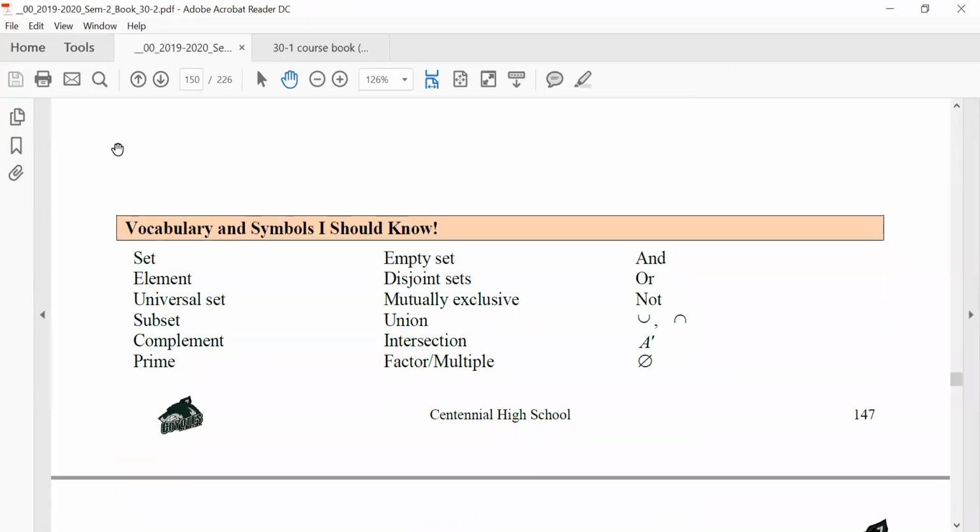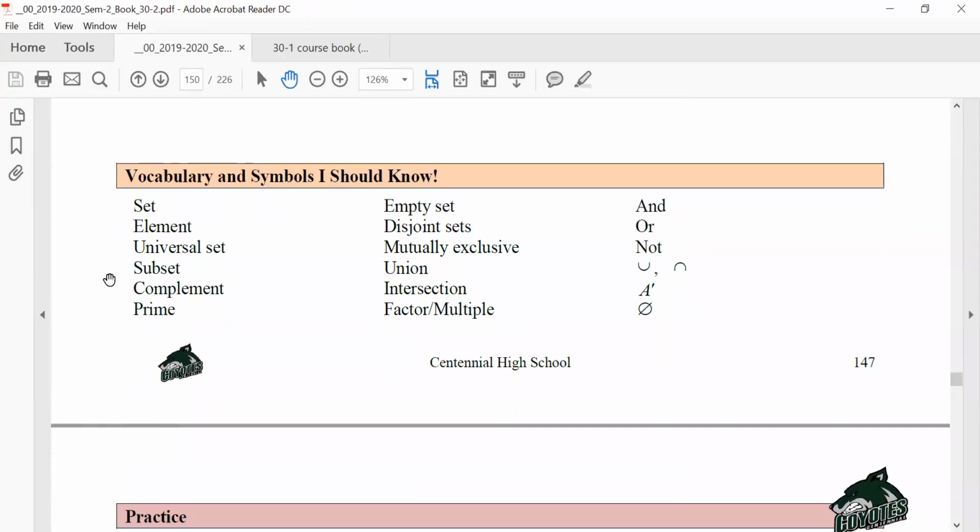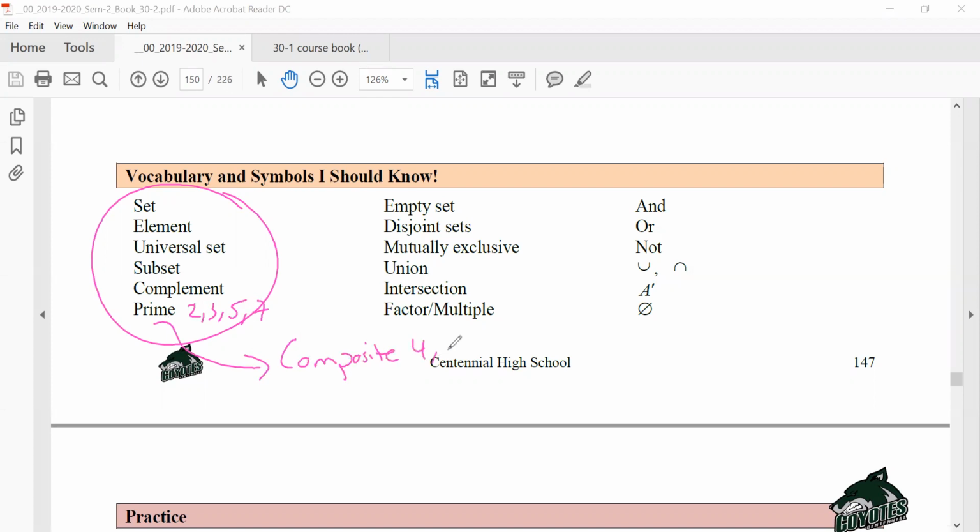Okay, so at this point, a lot of vocabulary. Now, a lot of these things are on my formula sheet, but you should know these definitions down here. Okay, I really need you to know these definitions. I need you to know what a prime number is. Prime starts at 2. Okay. Another one that would be good to know is composite. Okay, composite starts at 4.